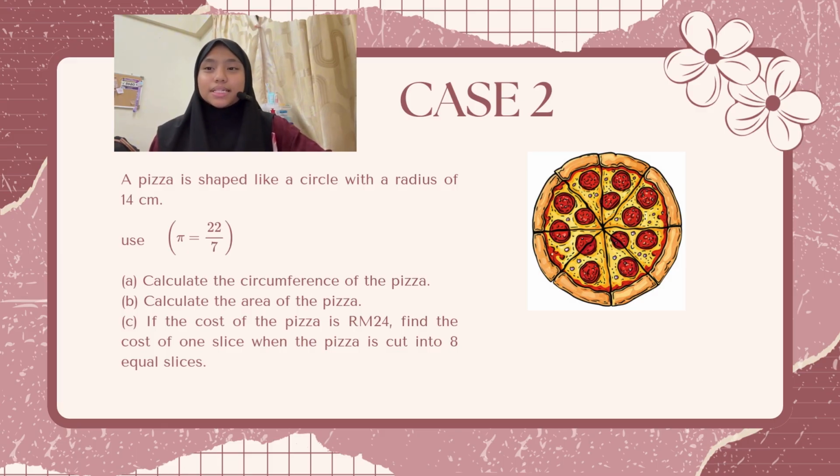For case 2, we choose pizza. A pizza is shaped like a circle with a radius of 14 cm. A: calculate the circumference of the pizza. B: calculate the area of the pizza. C: if the cost of the pizza is 24 ringgit, find the cost of one slice when the pizza is cut into 8 equal slices. Use pi equal to 22/7.